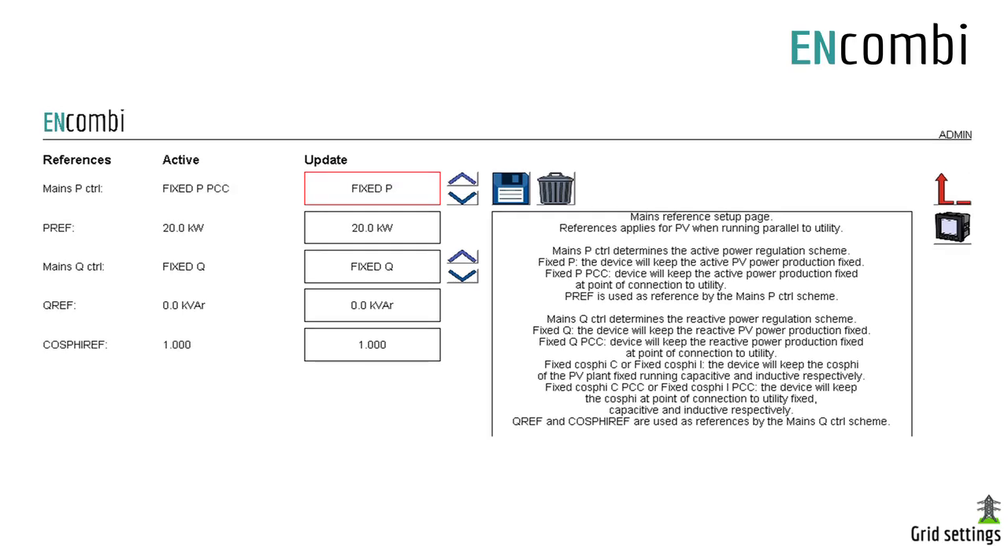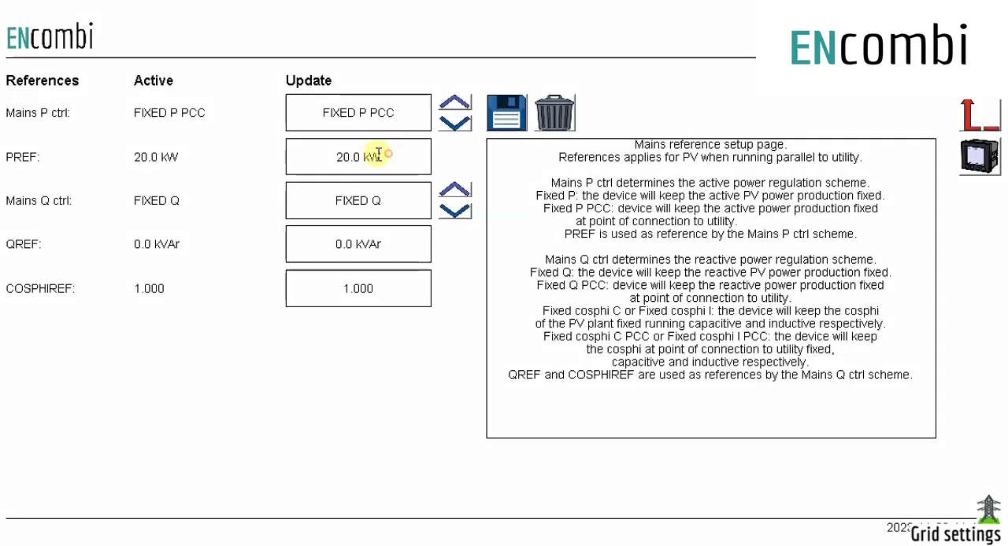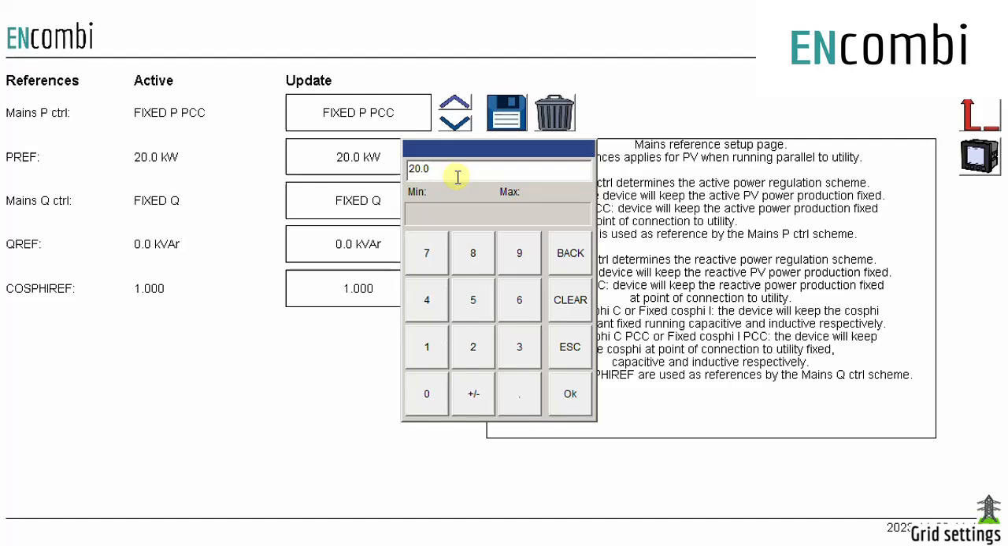The alternative option is fixed P. This selection will keep the production of active PV power fixed. The P reference setting value will be the reference for the main power control setting.